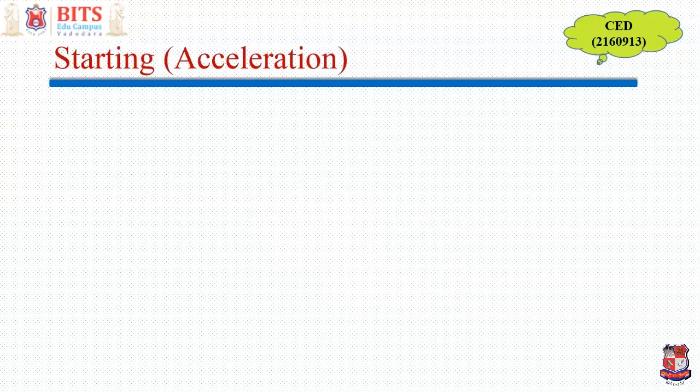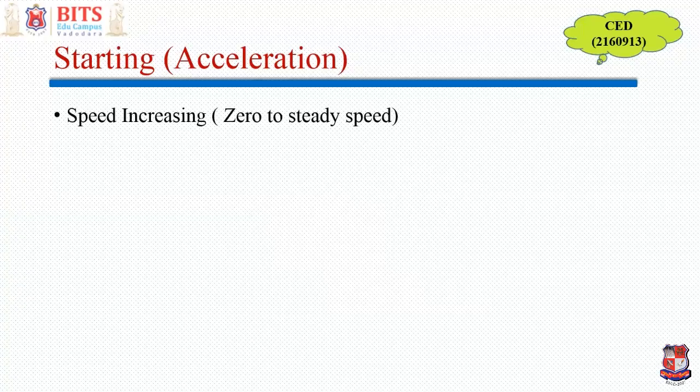So what are the 3 cases which a drive generally has? First is starting. That means a drive was at 0 speed and now it has to accelerate to a steady speed. This is the mode in which you are supposed to increase the speed. So speed is increasing in this mode from 0 to steady.